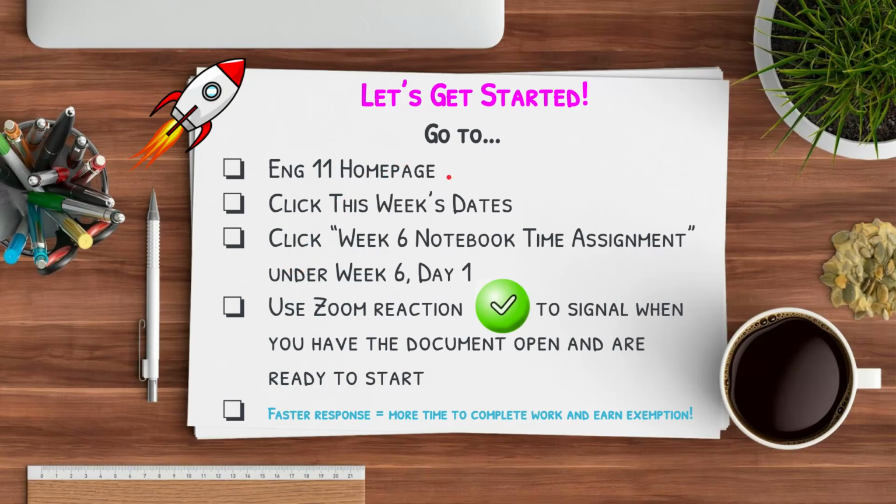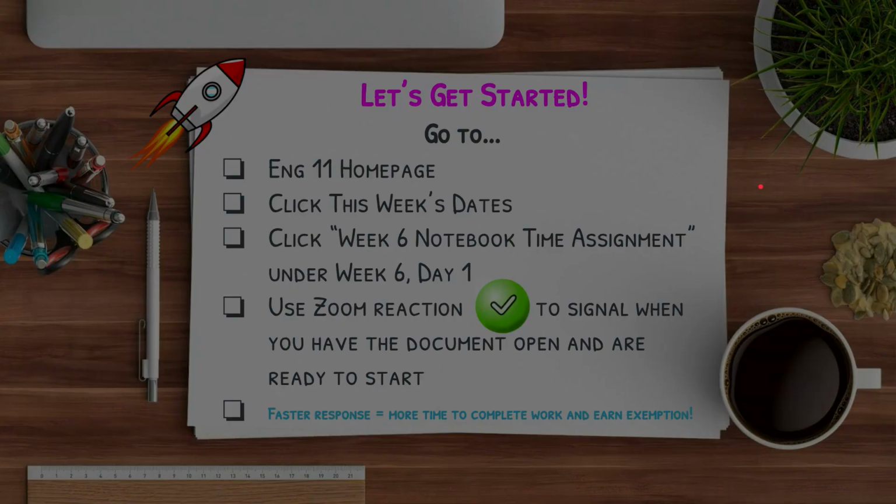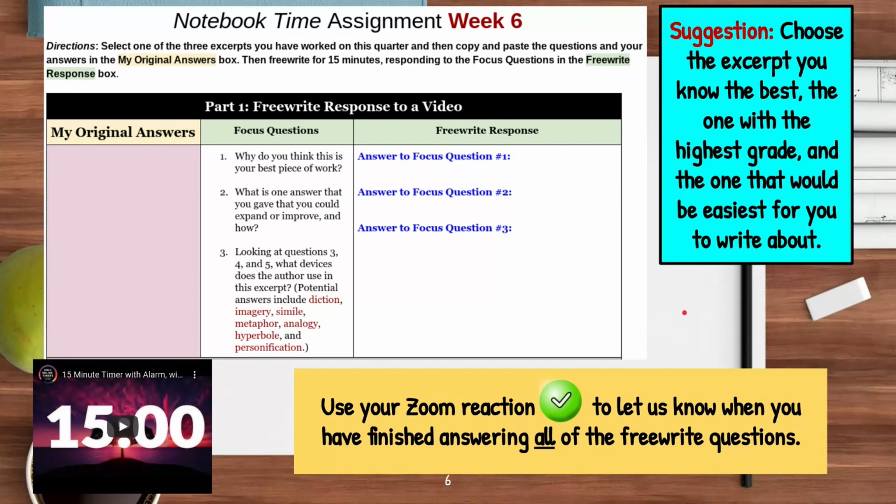All right, so from our homepage, if you click this week's dates, under week 6, you'll see the notebook time assignment. Go ahead and make sure you have that opened up. When you take a look at the assignment, the directions at the top say to select one of the 3 excerpts that you worked on this quarter, and then copy and paste the questions and your answers in the My Original Answers box. It doesn't matter if you work on excerpt 1, 2, or 3. You're going to pick one of those.